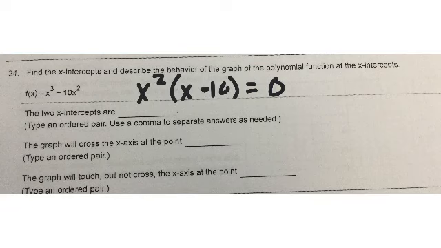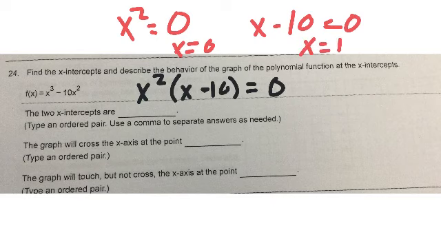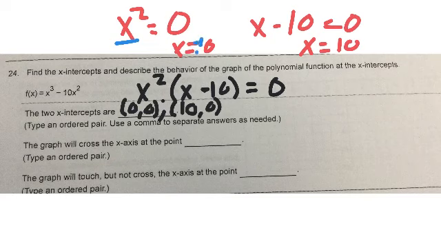Now set each one of those factors equal to 0. x squared equals 0, x minus 10 equals 0. So I would get x equals plus or minus 0, which is just 0, and x equals 10 here. So my two x-intercepts are at 0 and 10. It tells me to type an ordered pair, so that'd be (0, 0) and (10, 0) for my two x-intercepts. Now right here, since this was x squared, remember it was plus or minus 0, so that means 0 happens twice.